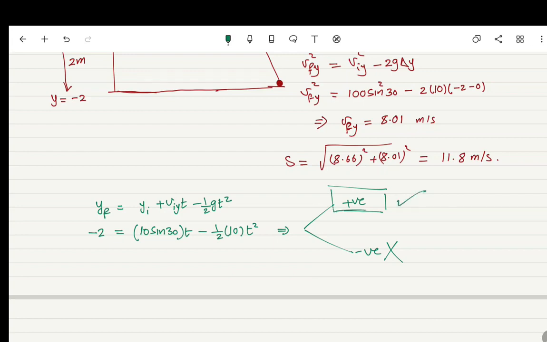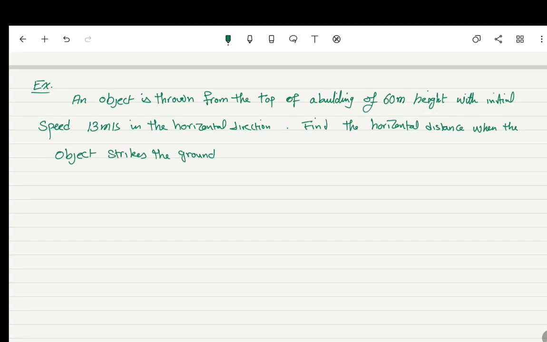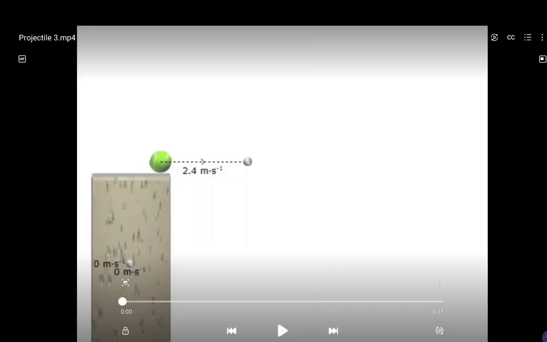One more example. An object is thrown from the top of a building of 60 meters height with an initial speed of 13 meters per second in the horizontal direction. Find the horizontal distance when the object strikes the ground. Before solving this example, let's have this model. This model here mimics the situation that we would like to solve.